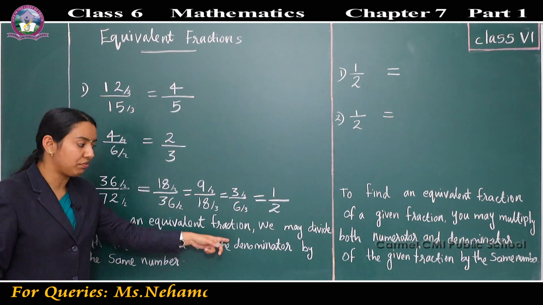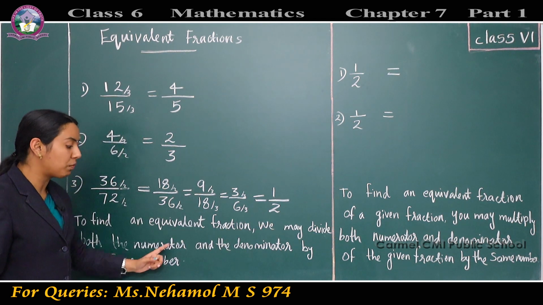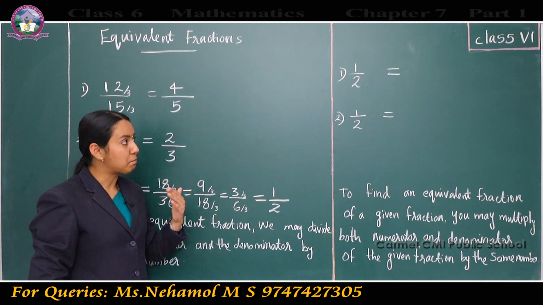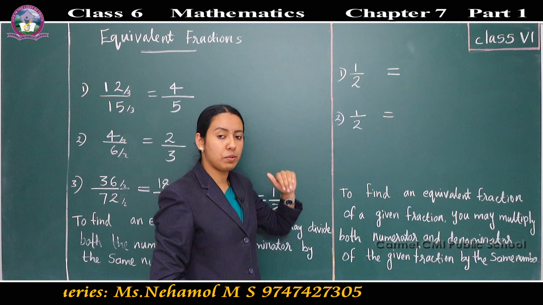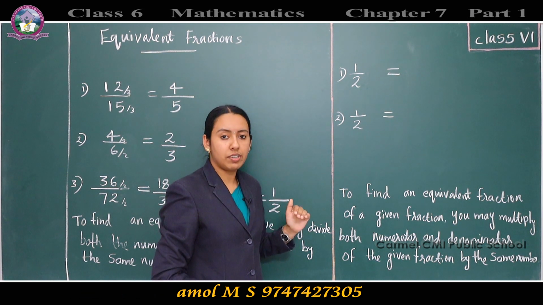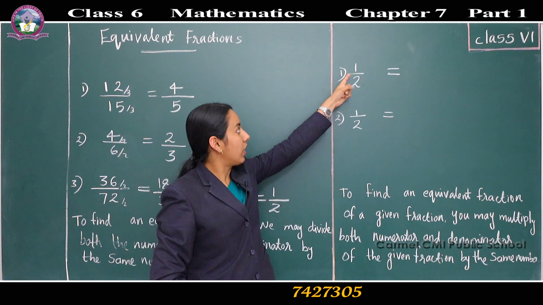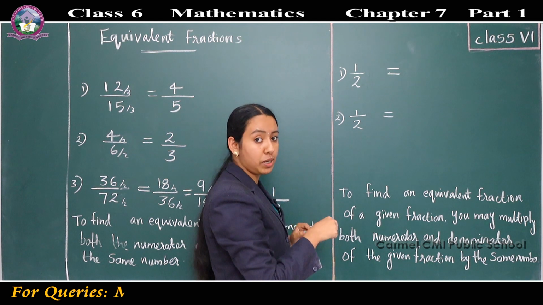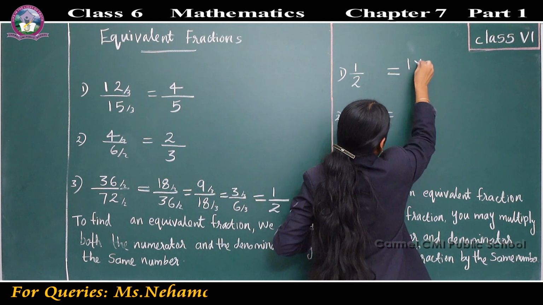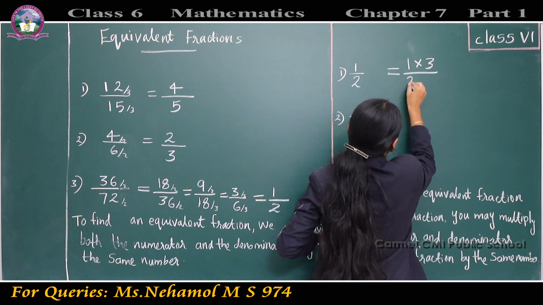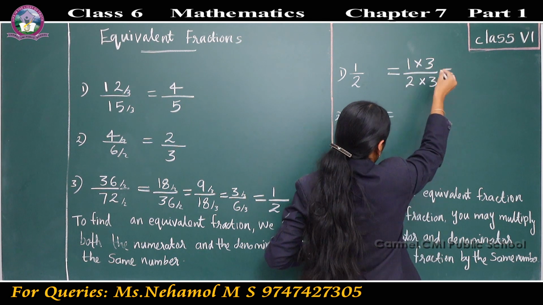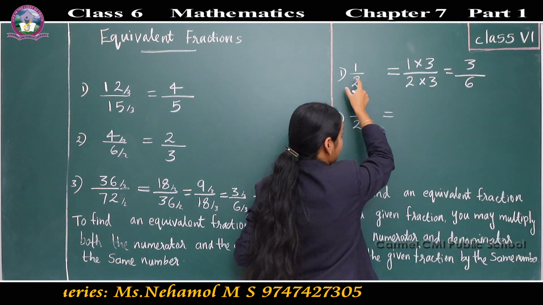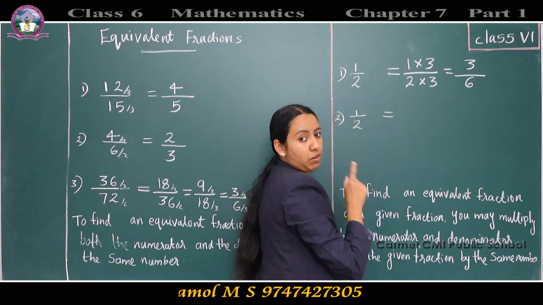To find an equivalent fraction, we may divide both numerator and denominator by the same number. Similarly, by multiplying both numerator and denominator by the same number, we can also find an equivalent fraction. Consider an example, 1 by 2. If we multiply both numerator and denominator by 3, we will get 1 into 3 by 2 into 3. 1 3s are 3, 2 3s are 6. So 3 by 6 is also an equivalent fraction of 1 by 2.